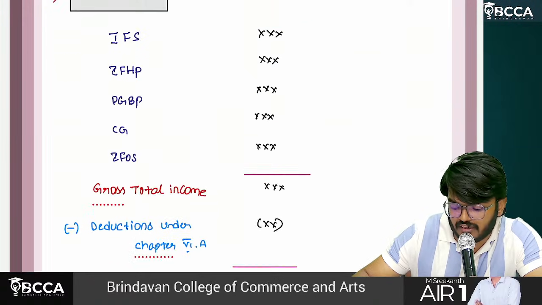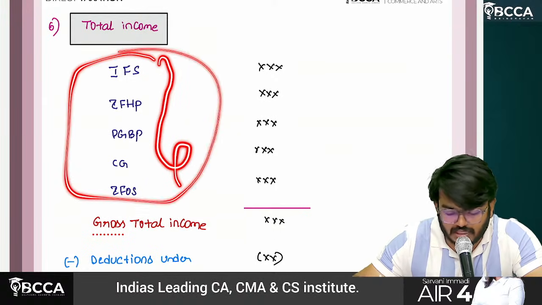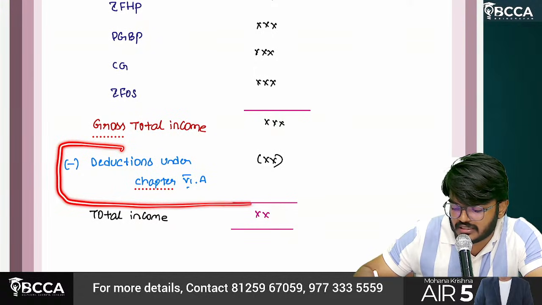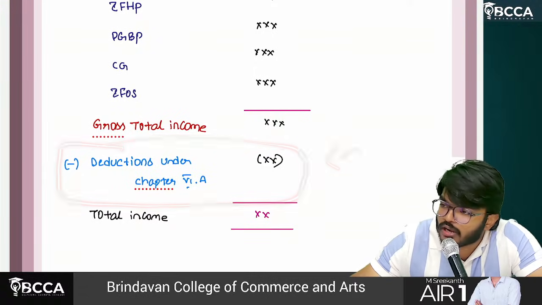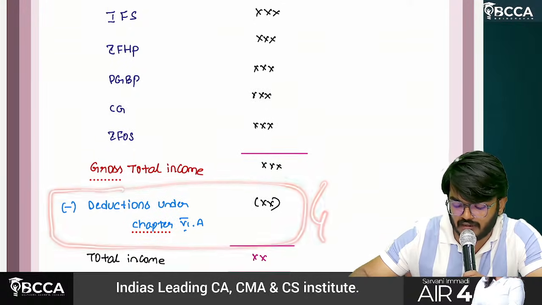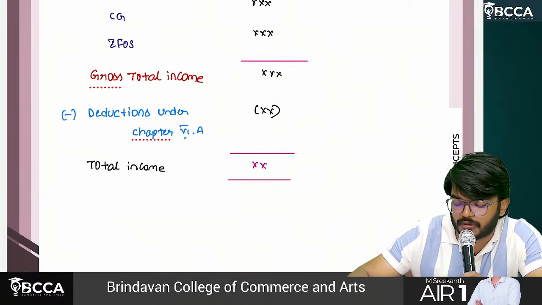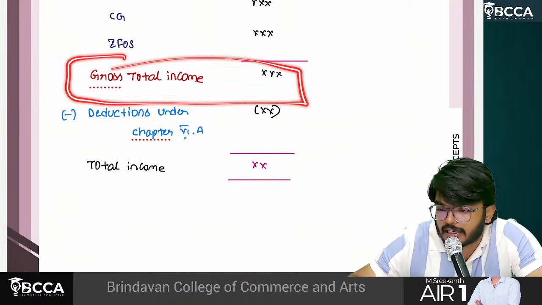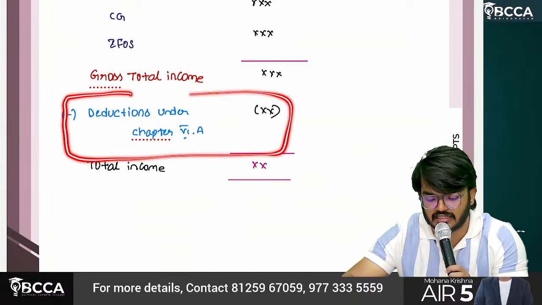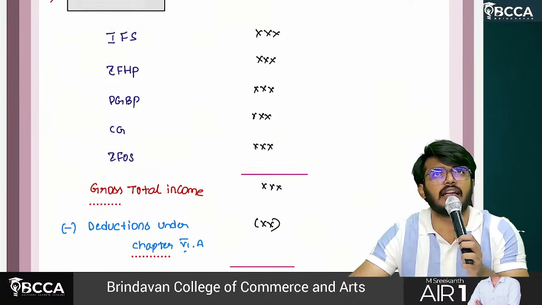If you check our syllabus, all these 5 heads of income are 5 separate chapters. Along with that, the deductions from chapter 6A is also a separate chapter. We will slowly understand whatever these deductions are, and then these 5 heads of income also we will cover. But if you add these 5 heads of income, you will get gross total income. From this gross total income, if you deduct chapter 6A deductions, then you will get total income. Okay, fine. Write these points first.